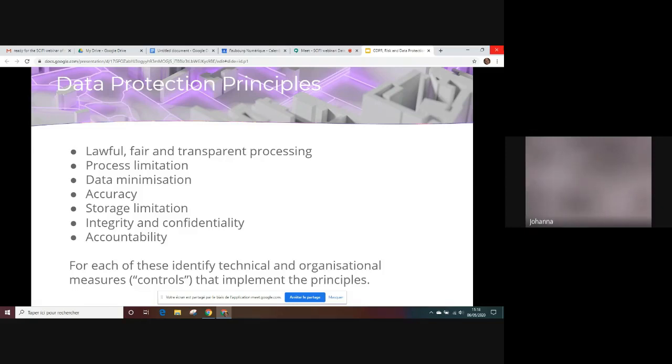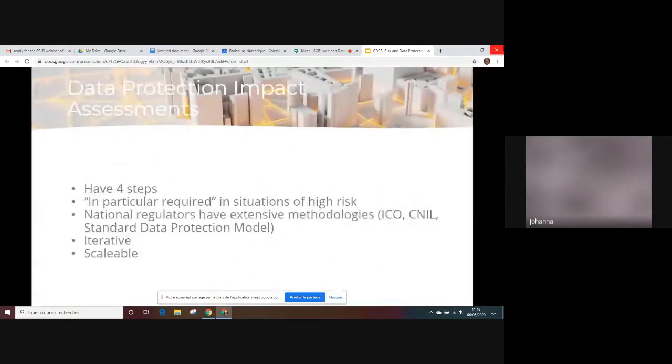So now we're going to come on to the next part, which is data protection impact assessments. So we all, if we are processing personal data, need to ensure we have implemented the appropriate data protection controls, as I just described. And then looking at data protection impact assessments, they have 4 steps. Their first step is, are we processing personal data?